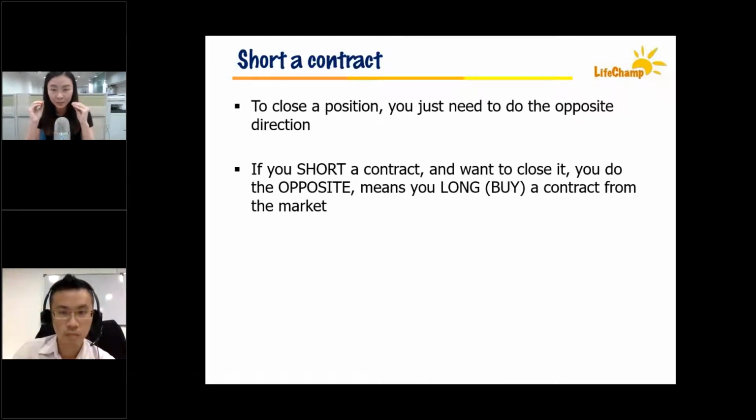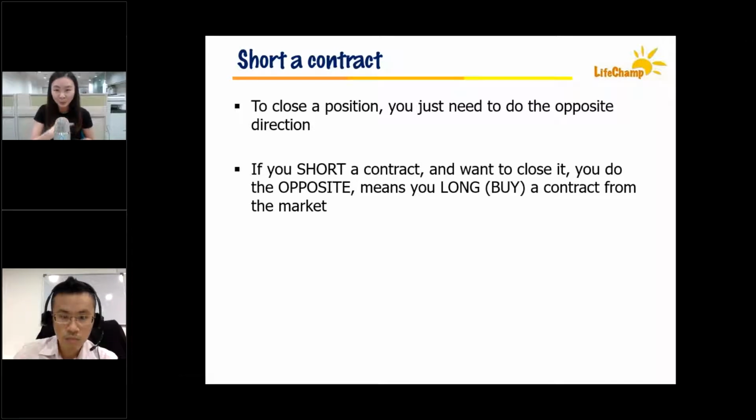So the concept is very simple. If you long one contract and the price goes up, you short one contract to close it. If you short one contract, do the opposite: you long back one contract to close the position. You have to bear this in mind because usually we are used to stock trading, where we buy a stock at 2 ringgit, then the price goes up to 3, then we sell it.